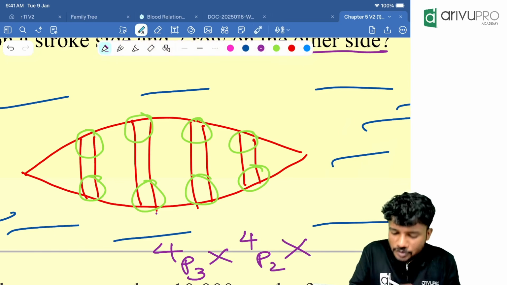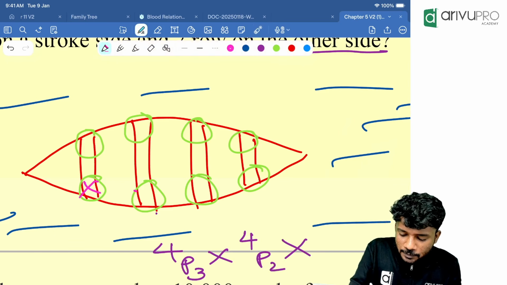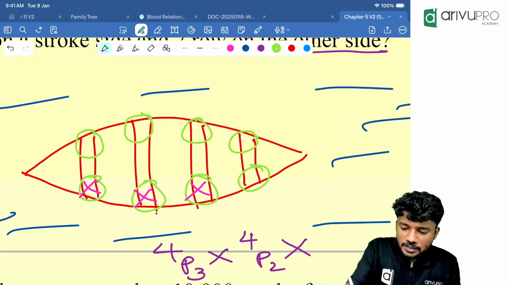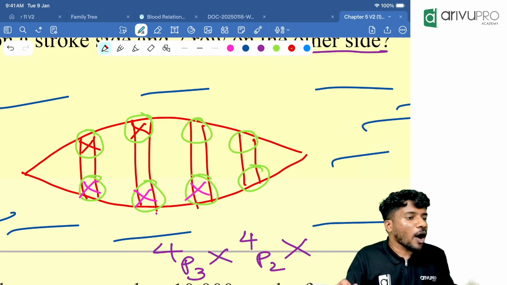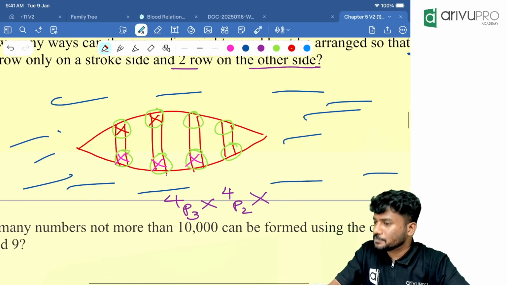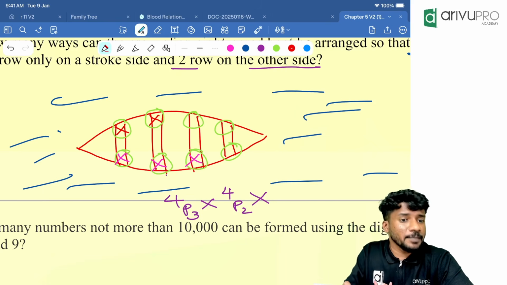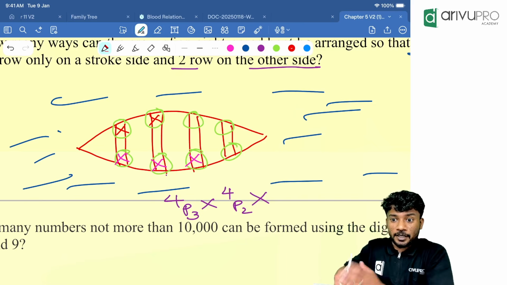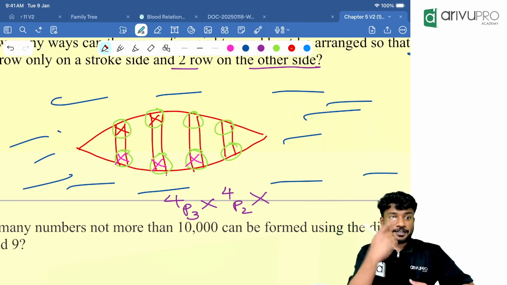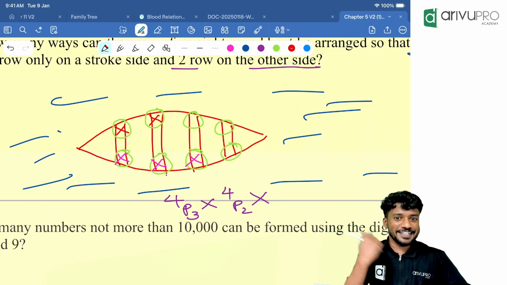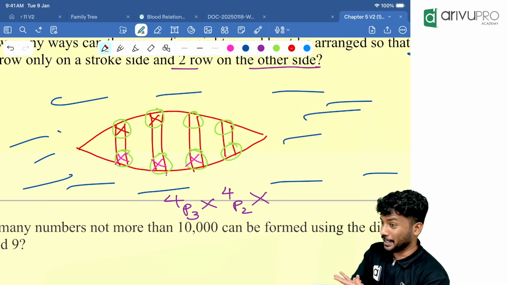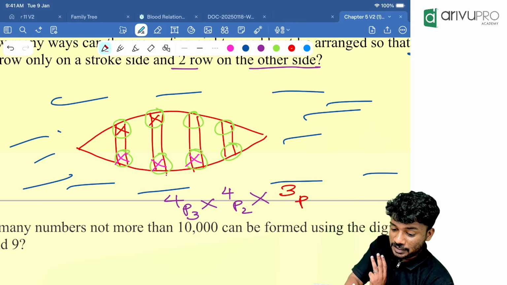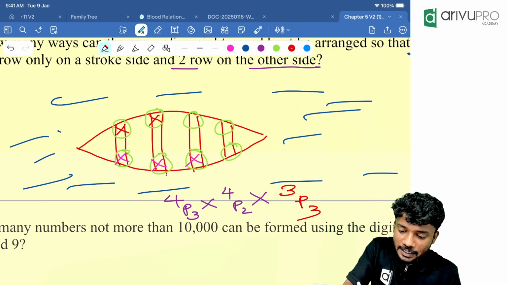4P2 into. Now you think, 3 people already sat in these many places, then 2 people already sat in these many places. Now how many places are remaining? 3. How many people will be remaining? 3 people. Why? Because if 4 people are rowing on one side and only 2 people on the other, it will be like circular motion. So 3 people are remaining, and they can sit in the remaining 3 places which are here.